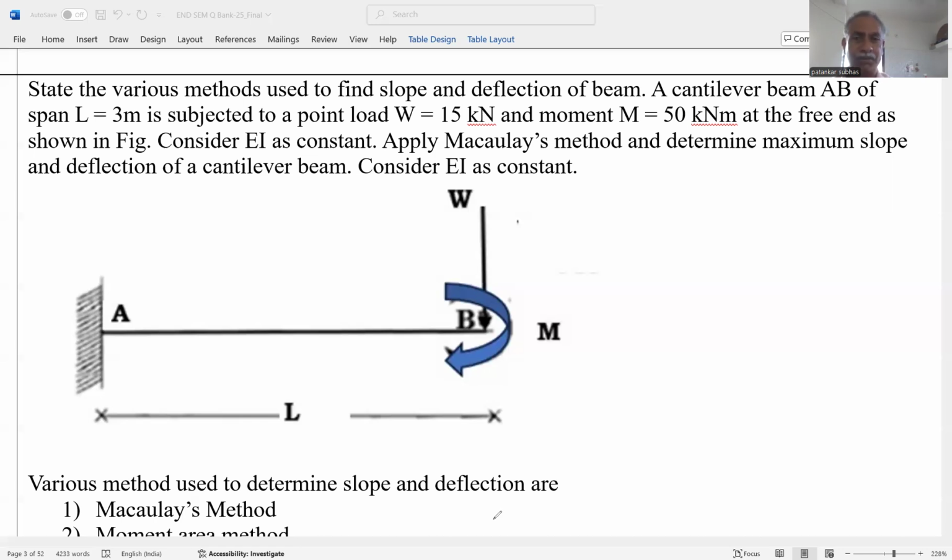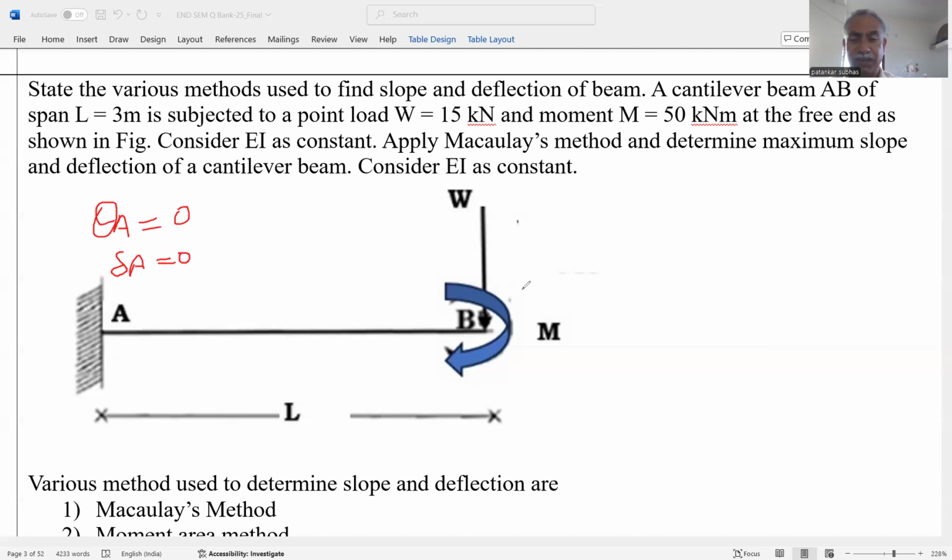So let us start this problem. Here in this problem, we consider a point load W of 15 kilonewton at the free end, and a moment M of 50 kilonewton meter at the same free end. We know that in case of a cantilever, the slope and deflection at A is 0. That means theta at A is equal to 0, and similarly deflection at A is also equal to 0.